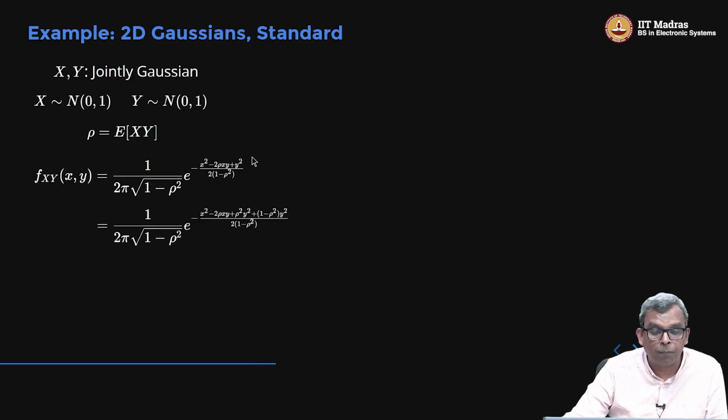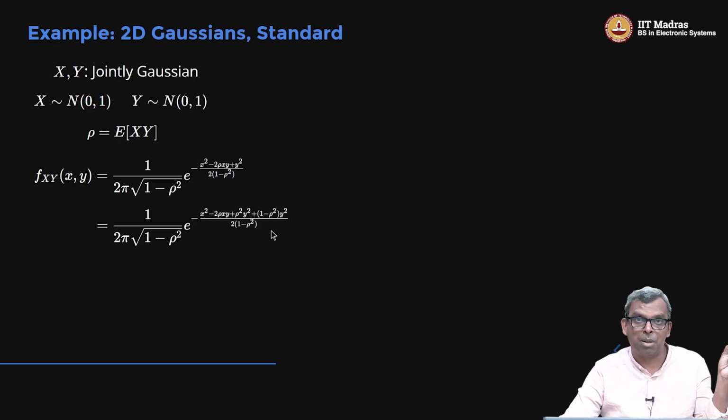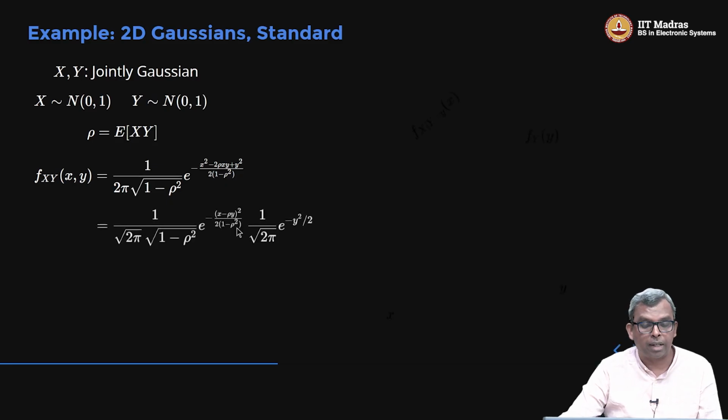So, notice what I am doing here. I am going to replace this y squared with rho squared y squared plus 1 minus rho squared y squared. I did not change anything, I just added rho squared y squared and subtracted rho squared y squared. Why did I do this? You will see once I do this, I can split this sum. I can look at the first part separately, second part separately. Second part, if I separate, I get minus y squared by 2, which is what I wanted, the marginal. The first part is nice also, it becomes just x minus rho y whole square.